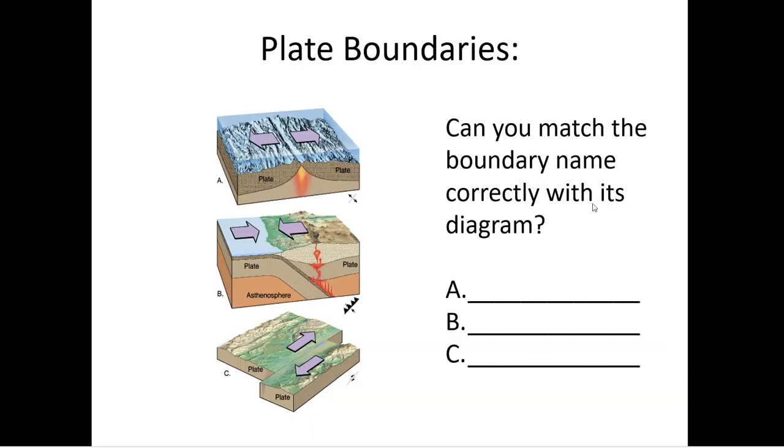So let's do a little test. Can you match the boundary name correctly with its diagram? So we have A here where they're moving apart. We have B pushing together, and we have C where they're sliding. So I'll give you a minute to try that.